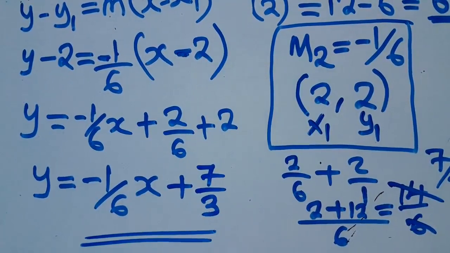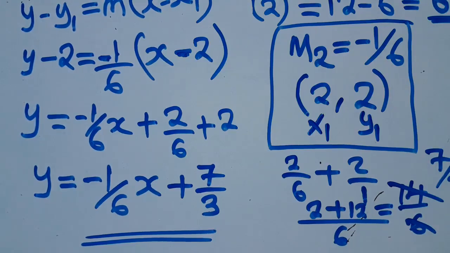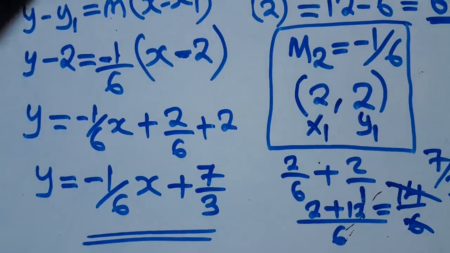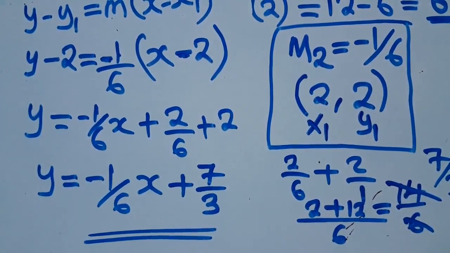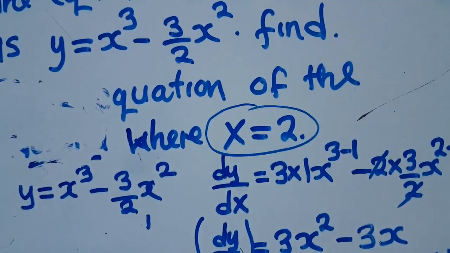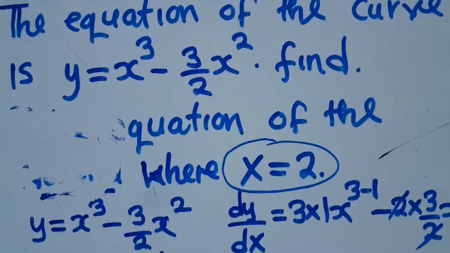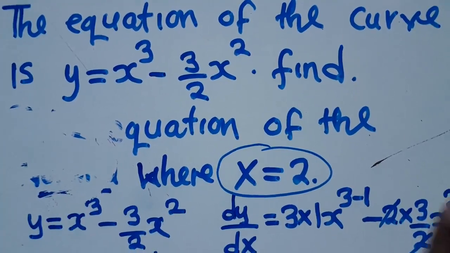This is your answer. So this is the equation of the normal. This is how we get to find the equation of the normal. These are steps, these are procedures that you need to follow each time you want to find the equation of the normal. Let us now move to our next question in this video.